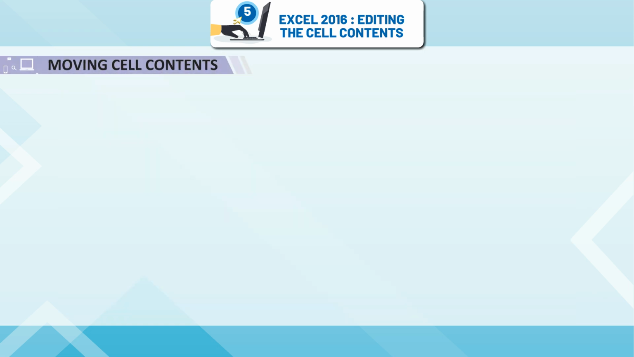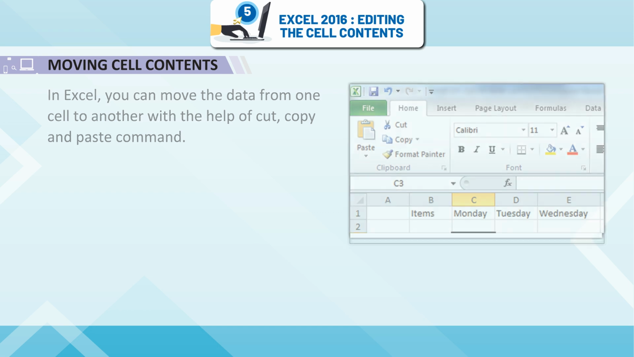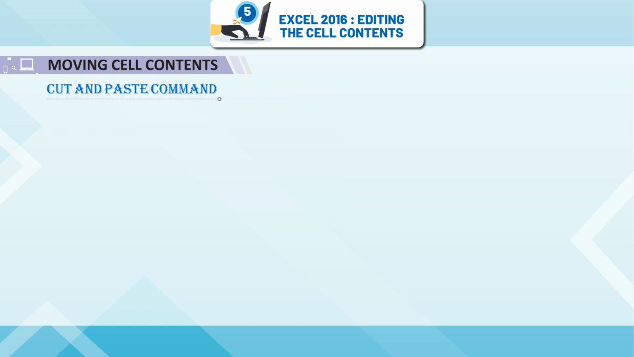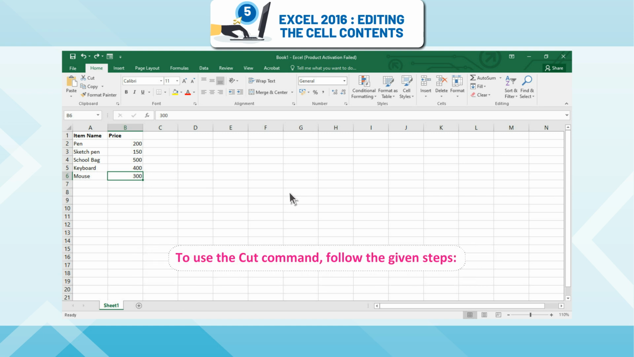Moving cell contents. In Excel, you can move the data from one cell to another with the help of Cut, Copy, and Paste command. Cut and Paste command. Cut command is used to move text from one cell to another cell in the same worksheet or in another worksheet. To use the Cut command, follow the given steps.